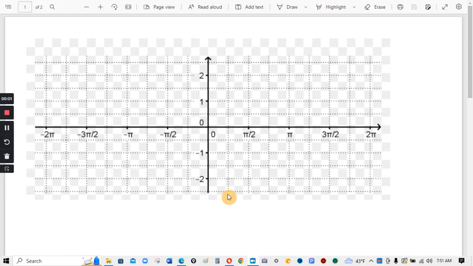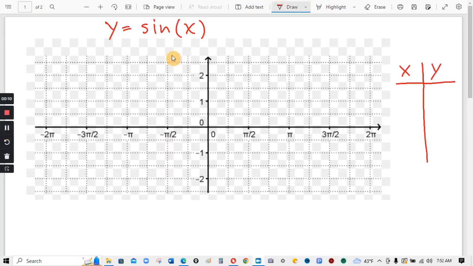This will be for the graphs of y equals sine of x and y equals cosine of x. So we're going to start with y equals sine of x. Okay, we'll plot a few xy coordinates. And notice that the x-axis here is not in degrees, that is in radians. And notice that x is going to be the angle measurement. So we're going to use the unit circle to fill in some of these values.